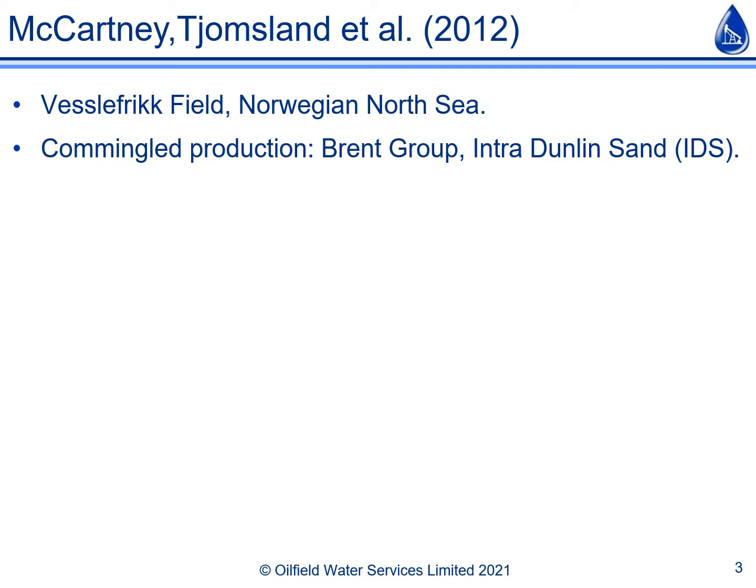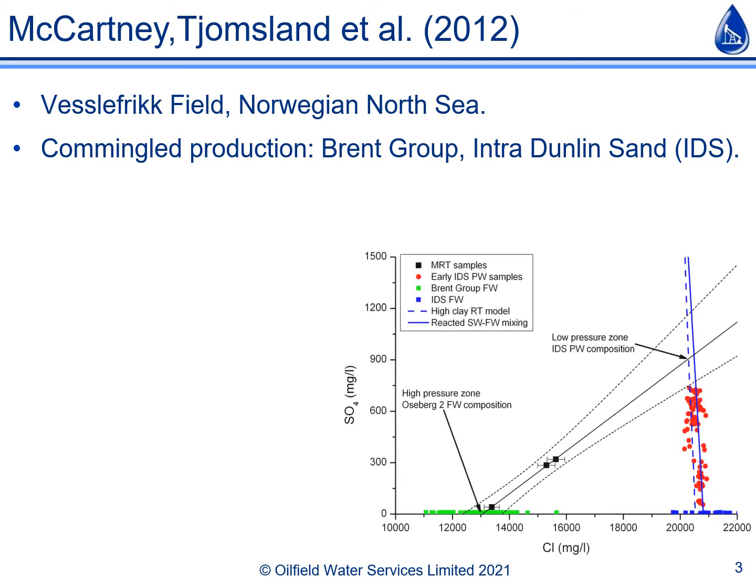For example, this figure shows produced water chloride and sulfate concentrations for one of the wells, well A4. This well produces from the Oseberg II formation of the Brent Group and the IDS. The green symbols are Brent Group formation water samples from the field, and the red symbols are those produced from the IDS of A4 prior to water production from the Oseberg II formation.